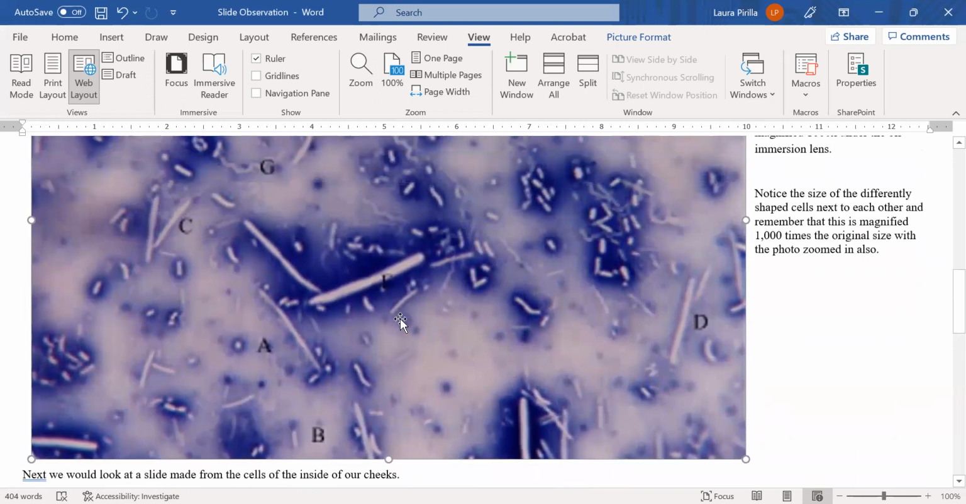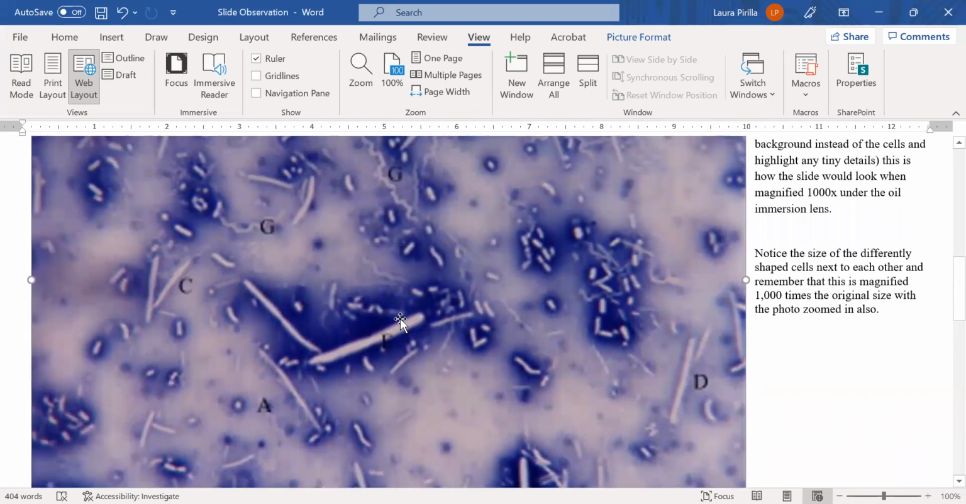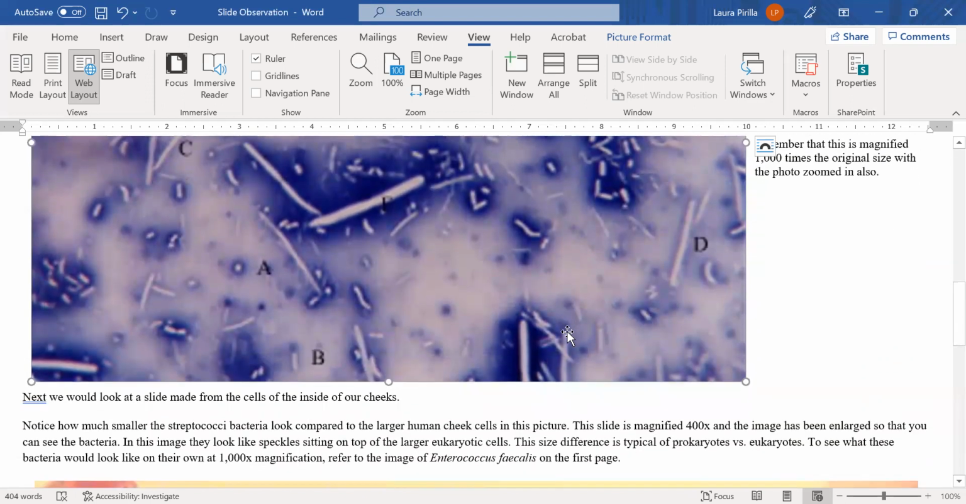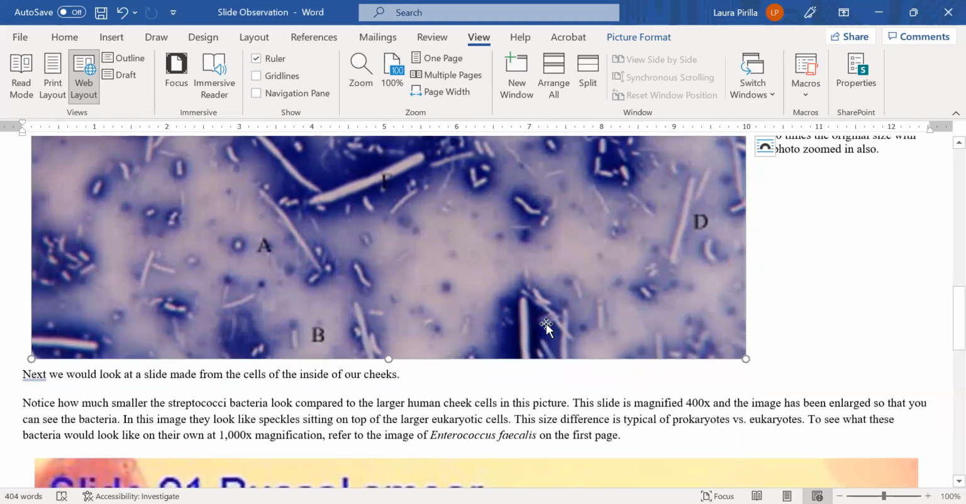The next slide that we would make would be to take a cotton swab and swab on the inside of your cheek and then make a slide out of that. And we would just do a normal stain on that because the cheek cells would stain pretty well.